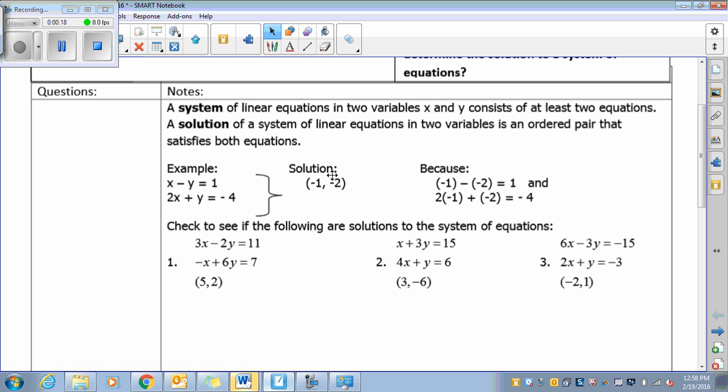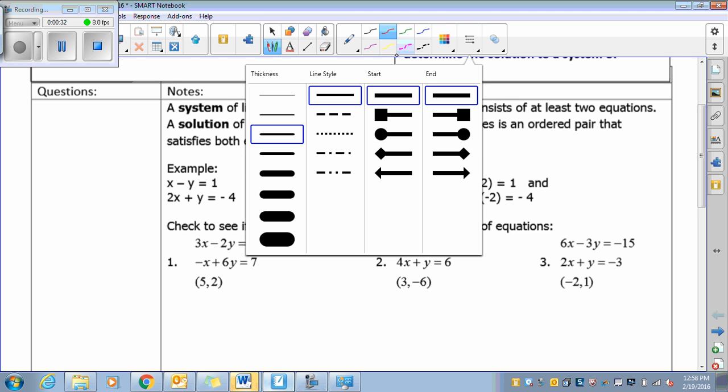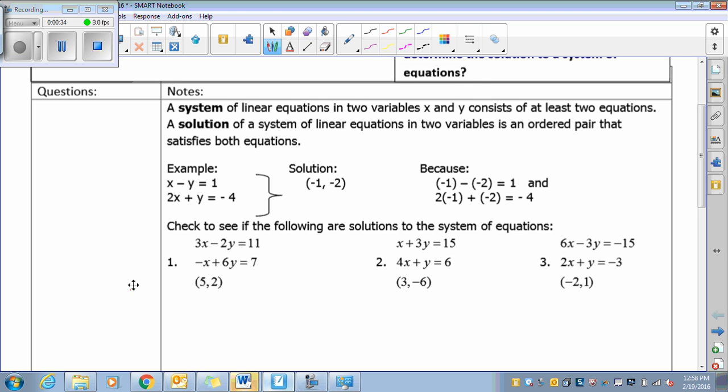So if you're given just an ordered pair, you can plug it in and see if it is a solution to both equations. If it is, you know it would be a solution. If not, it would not. So we're going to try that for our first problem here. So let's look at number 1.